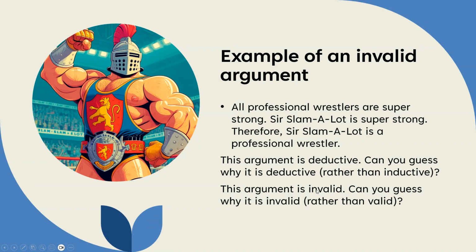Let's look at an invalid argument. All professional wrestlers are super strong. Sir Slam-A-Lot is super strong. Therefore, Sir Slam-A-Lot is a professional wrestler. The question is, first, why is this argument deductive? I first want you to get clear about that. And then second, why is this argument invalid? Please pause the video and ask yourself, why is this argument deductive and why is it invalid?